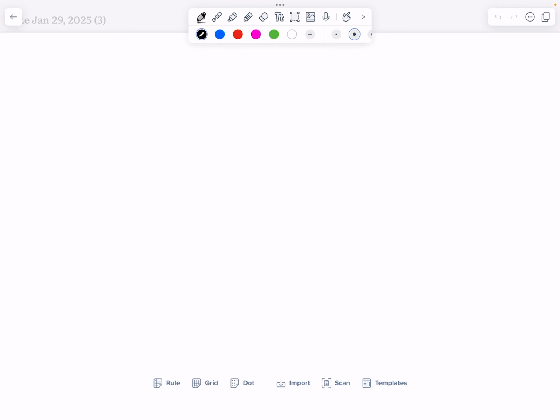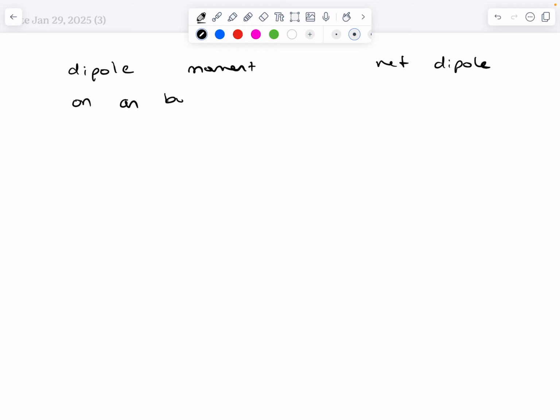Okay, so my PLTL leaders have mentioned that some students have had trouble knowing the difference between a dipole moment and a net dipole. And what I'll say is a dipole moment is present on one bond, and a net dipole is the whole molecule. So there's a distinction between polar bonds and polar molecules.